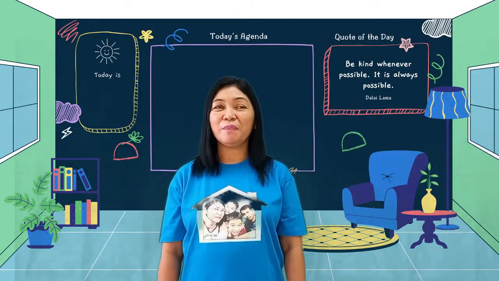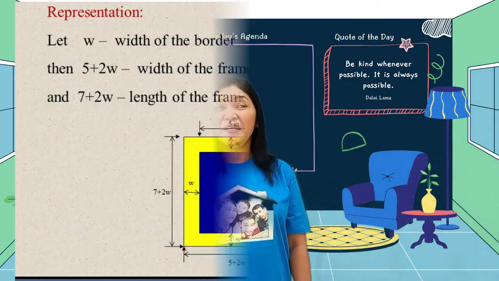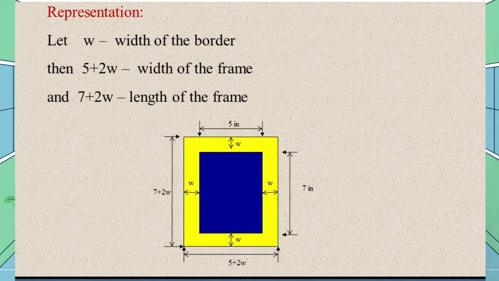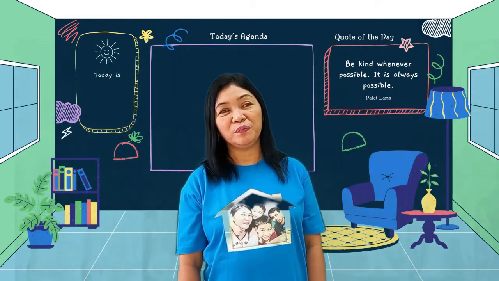Let's illustrate the picture frame to help us visualize the problem. The blue rectangle is the picture, and the yellow rectangle is the frame. If we let W be the width of the border, and we add uniform width on the dimensions of the picture, then 5 plus 2W will be the width of the frame, and 7 plus 2W will be the length of it. How do we solve for the width of the border?